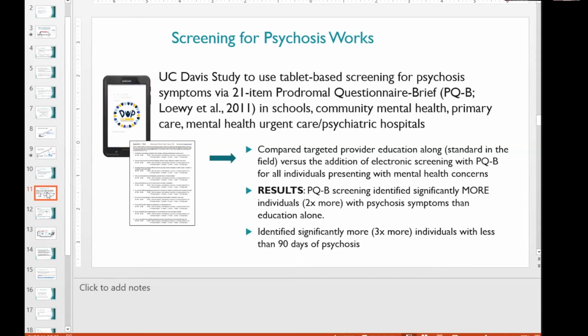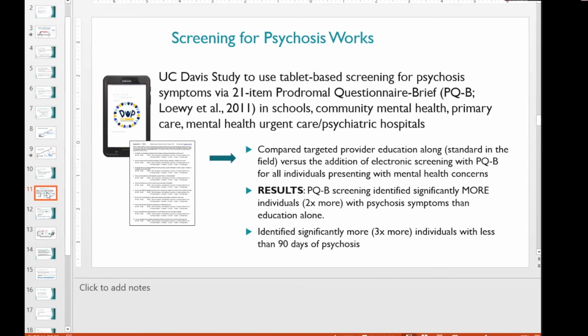Okay, so here is where we're going to tee up the PQB. And this is referring again to the study that we were doing. So you're going to say UC Davis did this study using this great instrument called the PQB. And we did it in a bunch of different places. They compared education like I'm doing right now to doing the same education plus saying, hey, screen people who come in, preferably at intake, and refer folks who screen positive. And what they found was that doing this screening, we identified significantly more people, 2 times as many people with psychosis symptoms. And then remember how I told you we want to catch people early in the illness? What this study showed is that we caught 3 times as many people early in their course of illness. What we are encouraging our referral sites to do here is to incorporate the PQB into their intake practice.